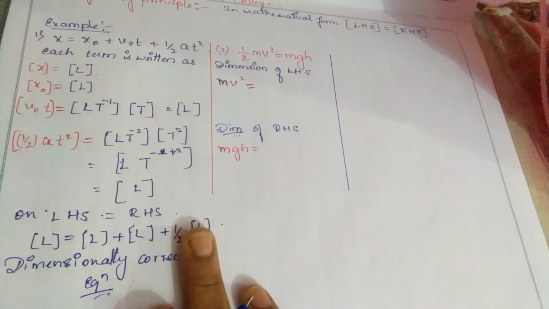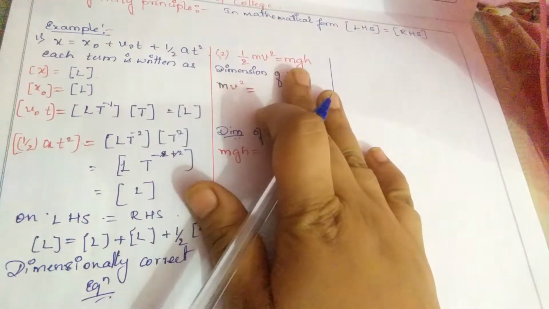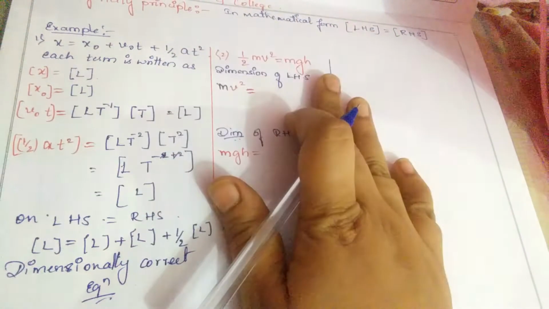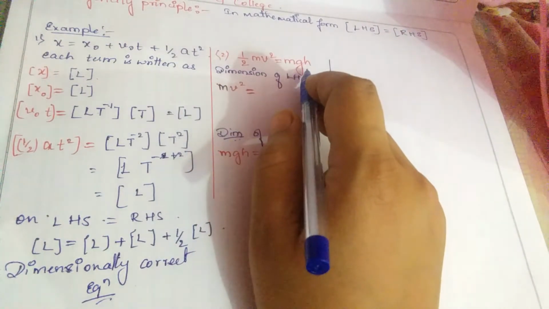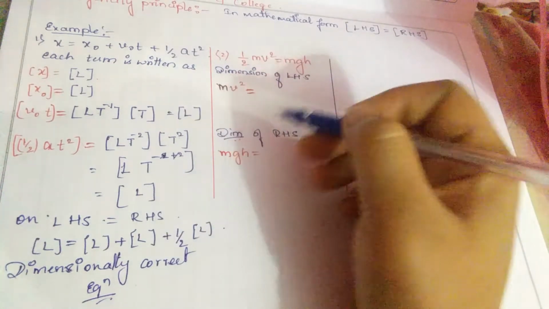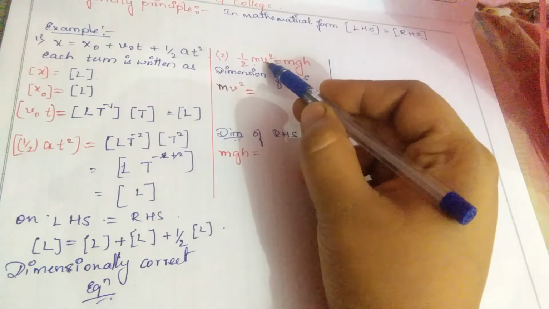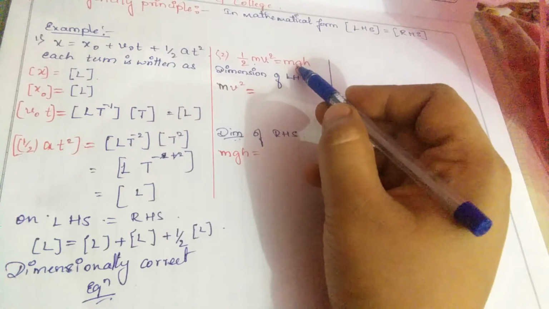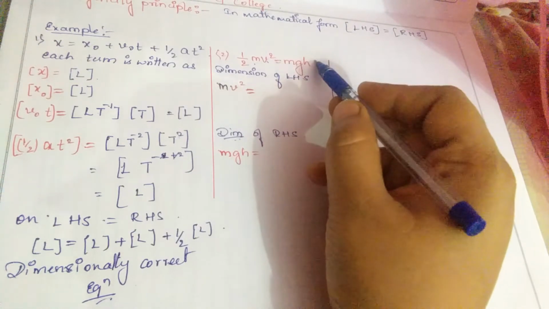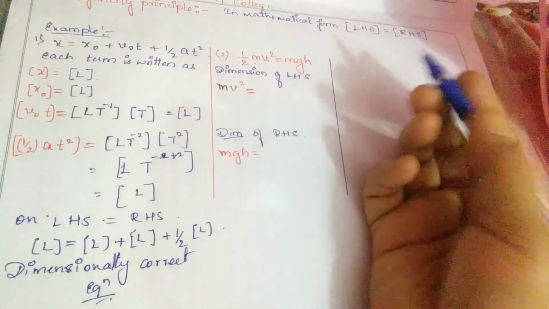Similarly, you have another example. Let us study the equation half m v square is equal to m g h, meaning kinetic energy and potential energy. Let us study the terms. m is the mass of the body, v is the velocity, g is the acceleration due to gravity, and h is the height. Check whether the expression is dimensionally correct or not.